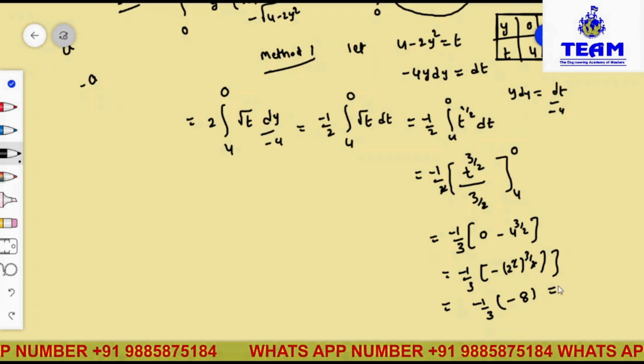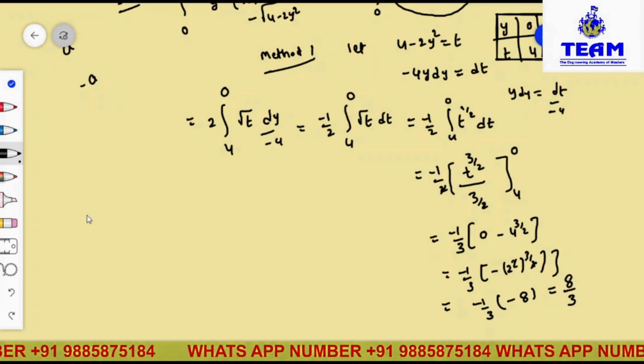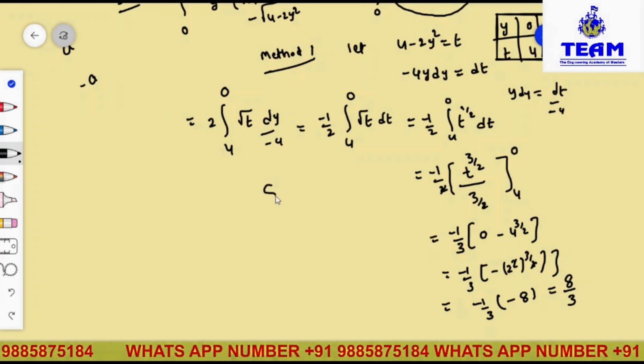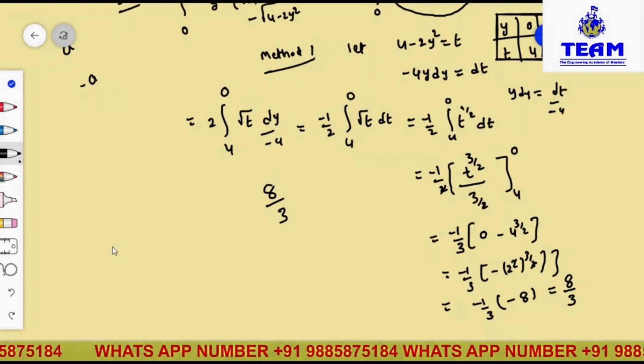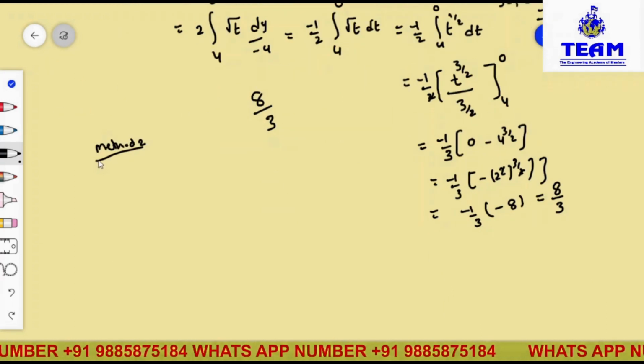So minus 8 into minus 1 by 3 is nothing but 8 by 3. So in method 1, 8 by 3 is the answer. Next, you can do method 2. Now you see how I am doing method 2.